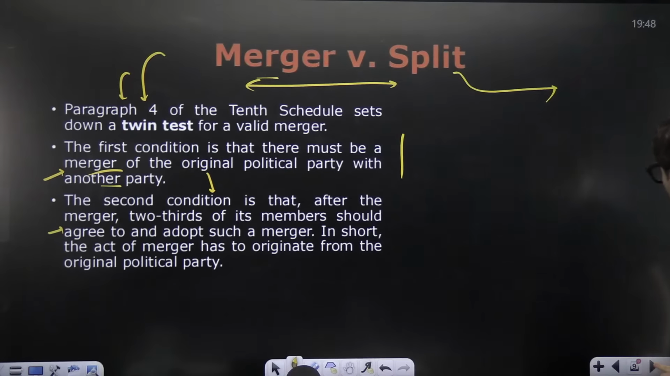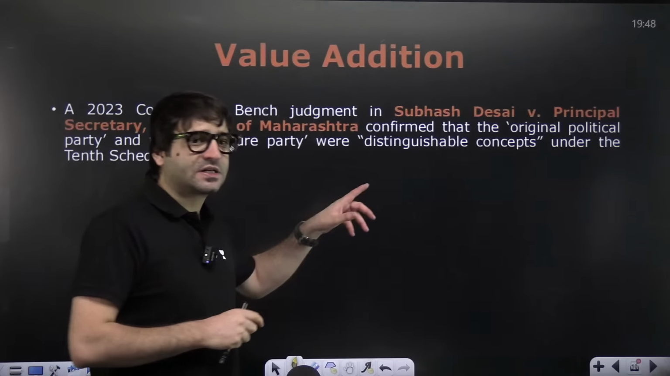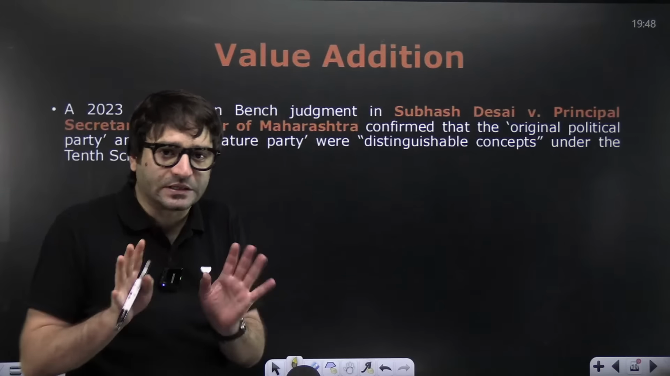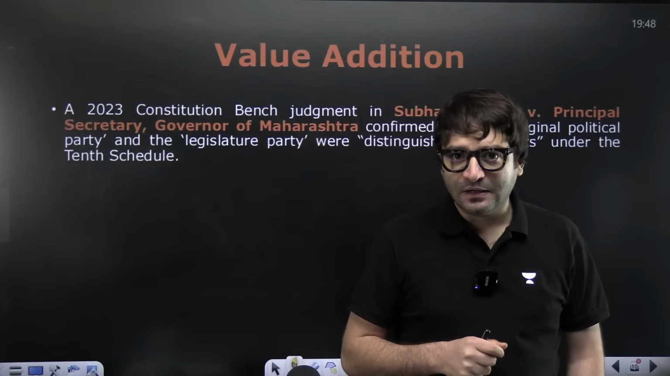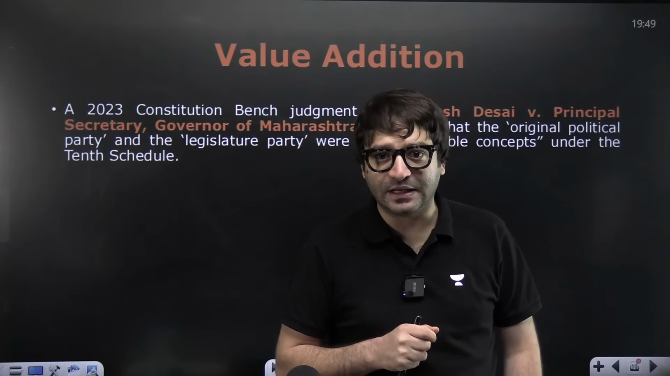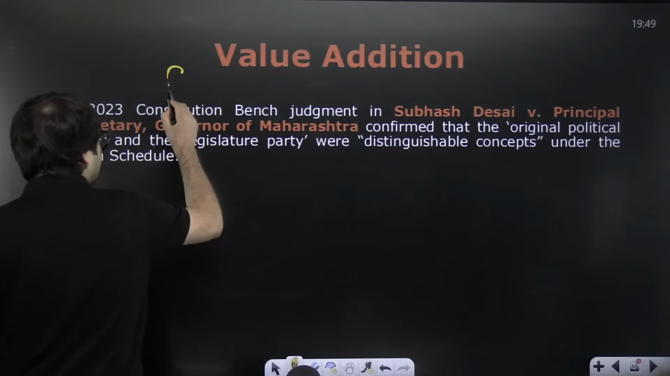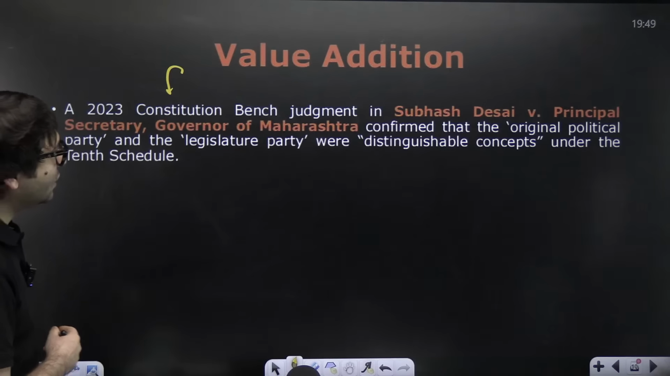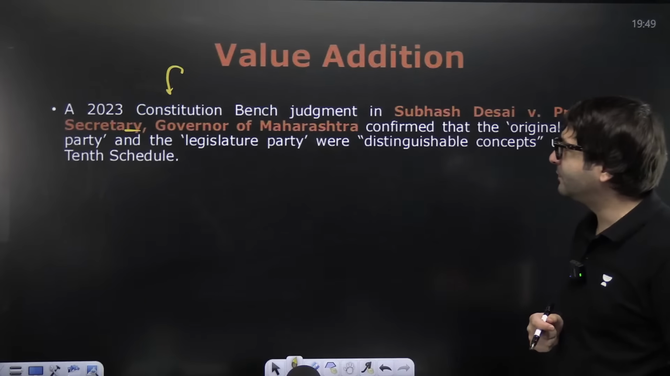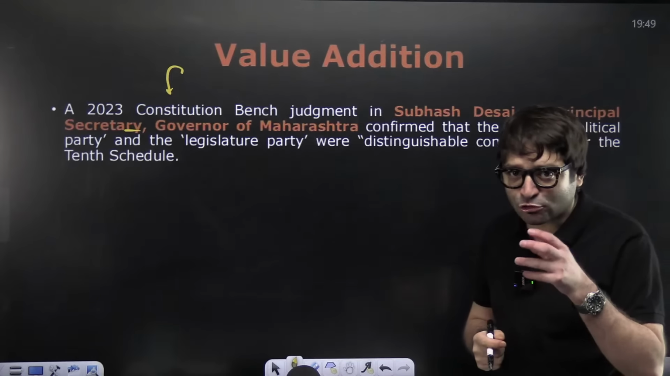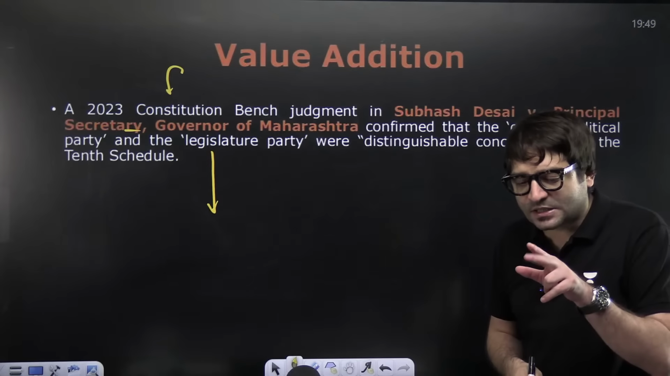But what are the case laws related to this? If this question is asked, unless you cite this judgment, your answer would be worthless. This is a very important judgment. This is related to the Shiv Sena case, where a 5-judge constitution bench headed by the then Chief Justice, Justice Chandrachud, gave this verdict. This 2023 Constitution Bench judgment, and what is the case name? Subhash Desai, the Principal Secretary to the Governor of Maharashtra. In this case, the Supreme Court clearly said that there are distinguishable concepts.